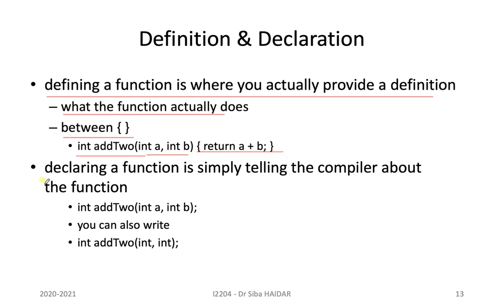A declaration, declaring a function, is simply telling the compiler about the function. For example, you declare it, you don't open curly braces, but you put a semicolon. And you can also write int add2 just like I showed you, int comma int without saying a and b, because in fact you are not using them now, you are only declaring what the add2 does. Here we read add2 is a function that takes two integers and returns an integer value.